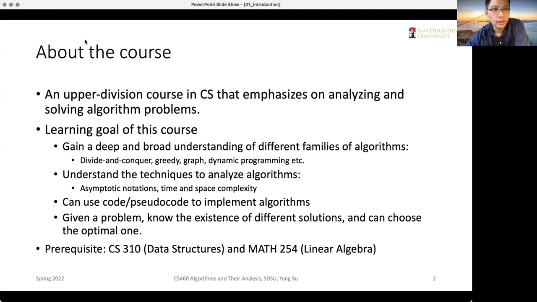Okay, that's a little bit about the course and the goals, the learning outcomes. Yeah, so I see a question about prerequisites. I think it's okay if you are taking 254 together with 460. That's okay. Yeah. But I would worry a little bit if you don't have data structure already taken.